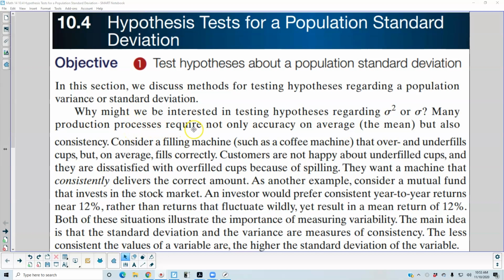Why might we be interested in testing hypotheses regarding the variance or population standard deviation? Many production processes require not only accuracy on average, the mean, but also consistency. Consider a filling machine, such as a coffee machine, that over and underfills cups, but on average fills correctly. Customers are not happy about underfilled cups, and they are dissatisfied with overfilled cups because of spilling. They want a machine that consistently delivers the correct amount.